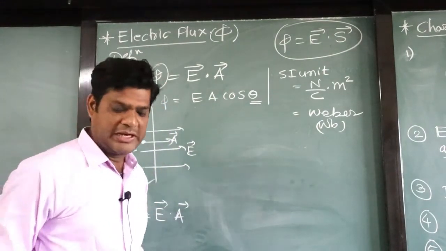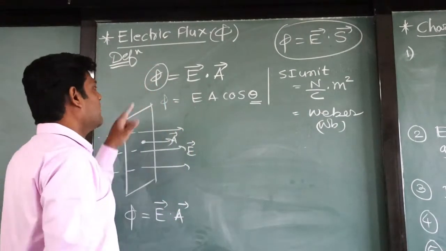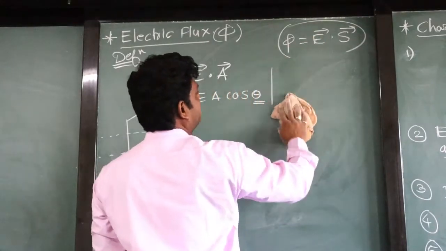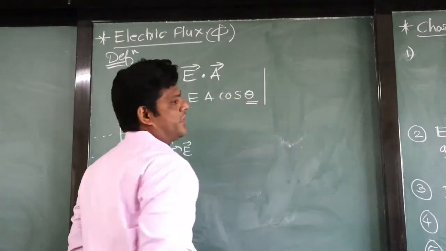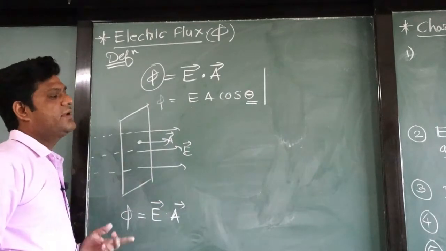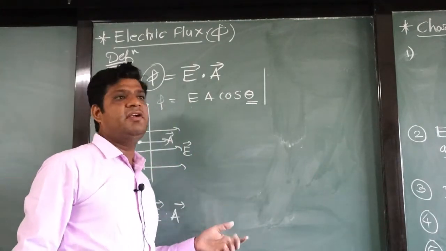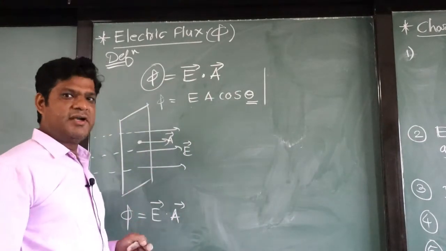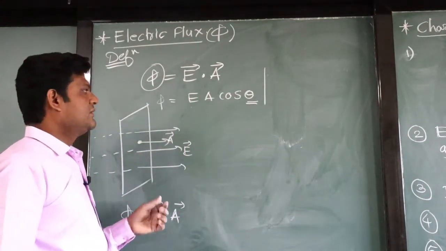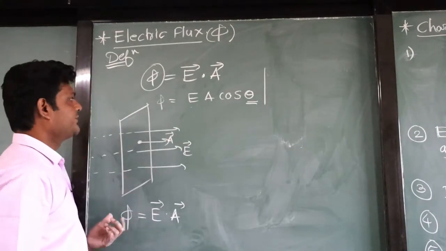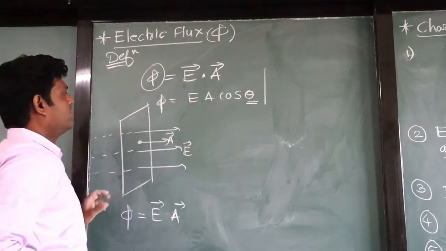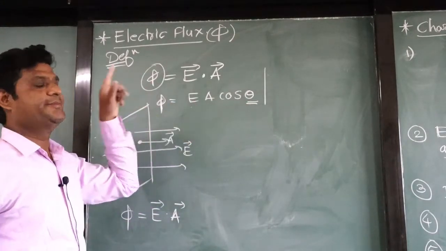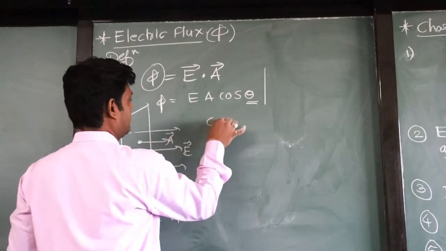You can calculate the dimension formula for flux. It is homework for you. Calculate the dimension formula for flux, because we know the dimension formula for electric field. Just now, before this video, we calculated the dimension formula for electric field, and we know the dimension formula for area, so you can easily calculate. That's why it is given to you. Calculate on your own. So phi equal to E A cos theta, where theta is the angle between E and A.